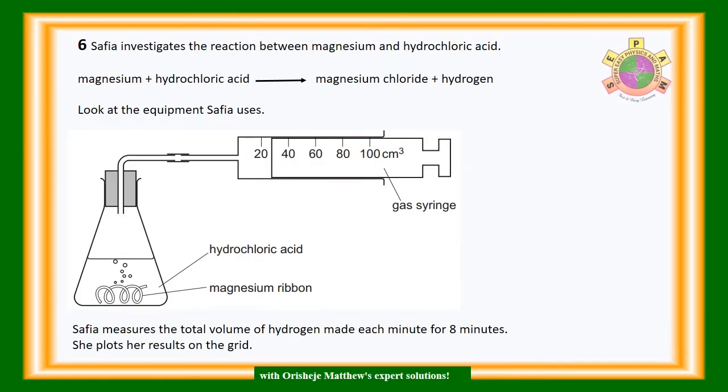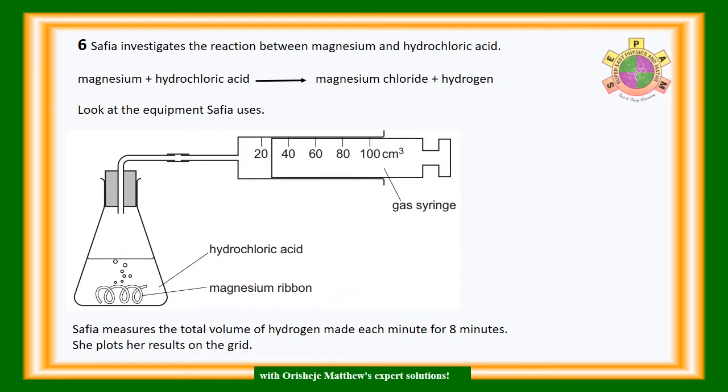Question 6. Safia investigates the reaction between magnesium and hydrochloric acid. Magnesium plus hydrochloric acid produces magnesium chloride and hydrogen, which is collected in the syringe. The magnesium metal displaces hydrogen from the hydrochloric acid, forming magnesium chloride salt solution. The hydrogen gas is collected in the syringe.